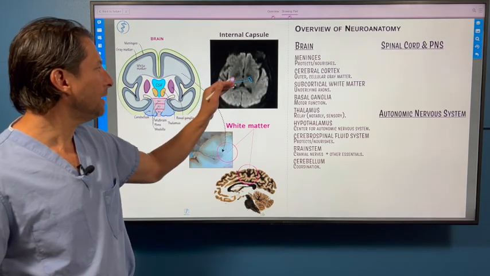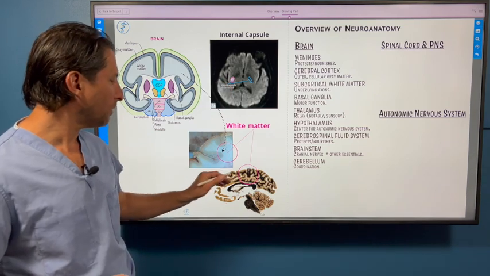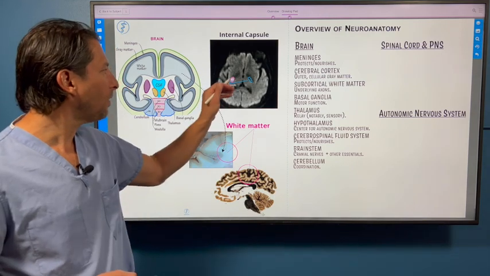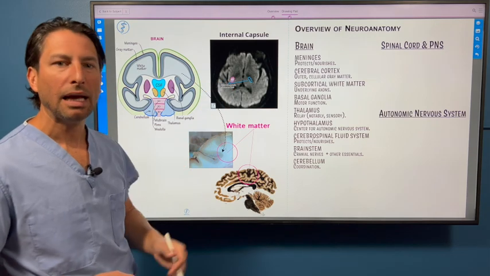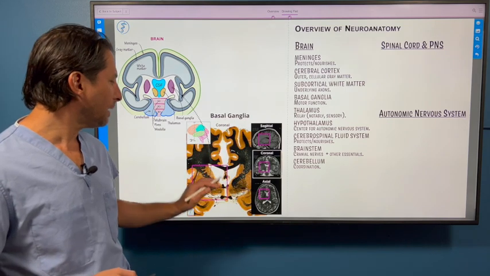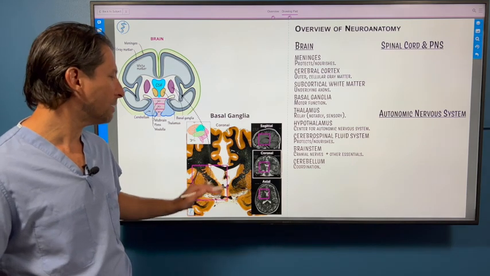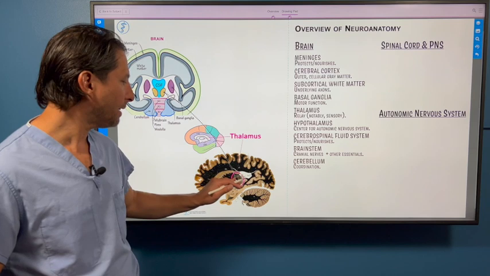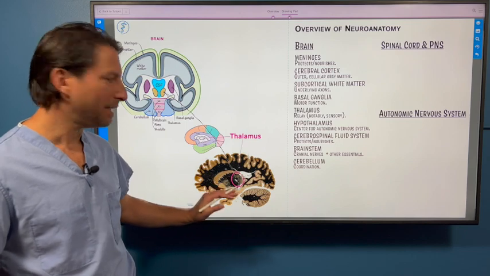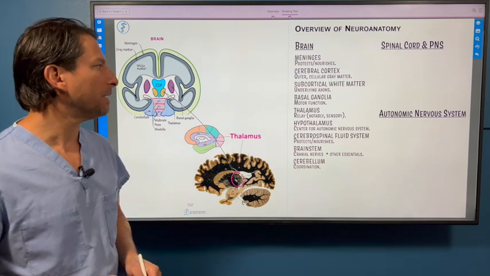This internal capsule here, this is where these descending motor fibers all bundle. So they start within the cerebrum and then they bundle down within the internal capsule. A small little stroke here can knock out a lot of major motor fibers and cause significant deficit. Basal ganglia, this is the engine of the brain here. This is key in Parkinson's disease that we'll learn about. The thalamus, this relay center, all this sensory information comes in, relays from the thalamus, and then splays out to key regions within the brain.